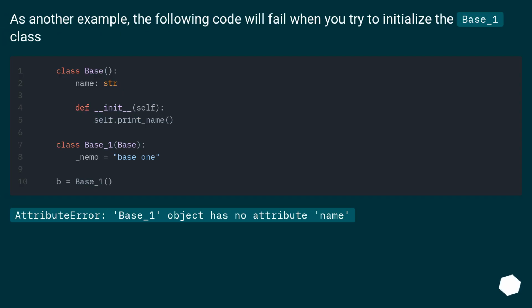As another example, the following code will fail when you try to initialize the base_1 class. AttributeError: 'base_1' object has no attribute 'name'.